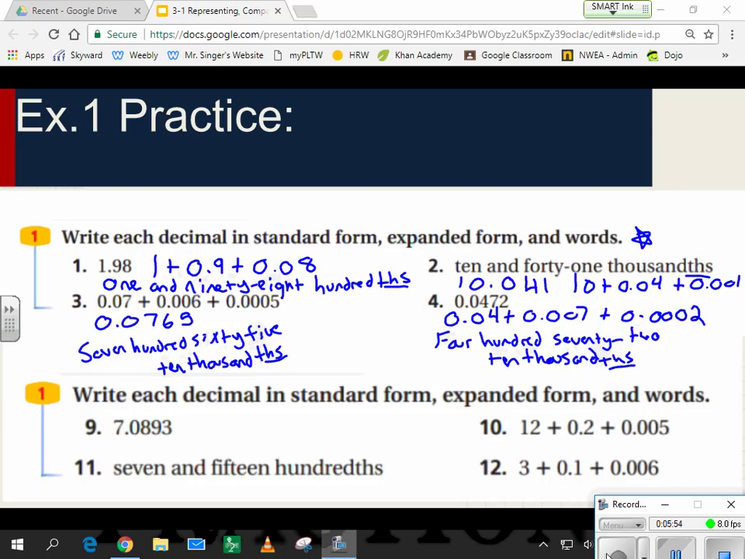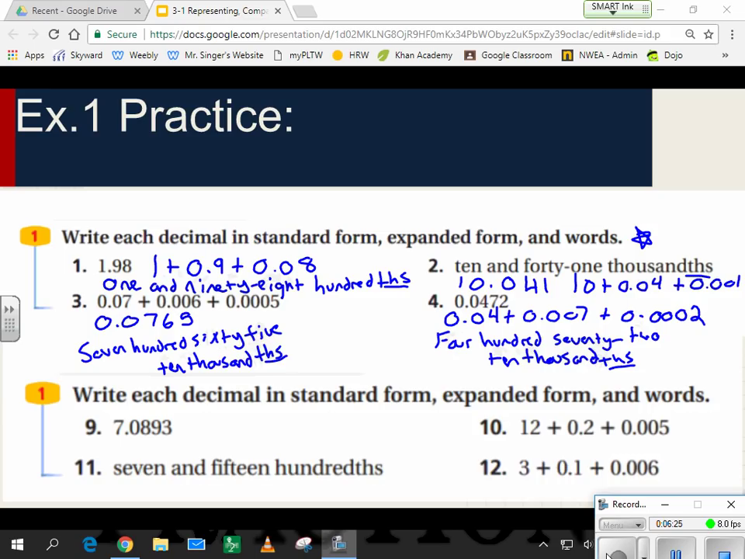Here are the correct answers for 1, 2, 3, and 4. So for number 1, expanded it out. I separated the 1, the 9, the 8. And that's 1 and 98 hundredths. And I underlined the THS to show you we're dealing with the decimal. Number 2, we did have a THS at the end, so we knew we were dealing with a decimal. And we had 10 before and, so 10.041, 41 thousandths. So since it's a thousandths, that last number has to go in that last place value. And you can see how I did on the other 2.